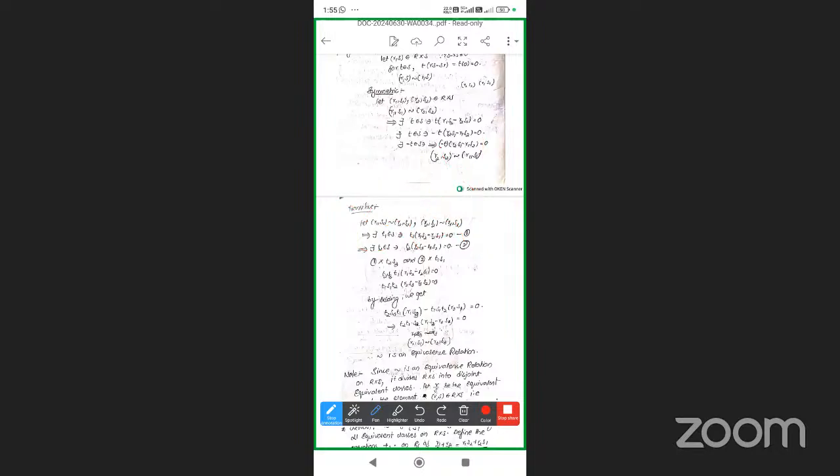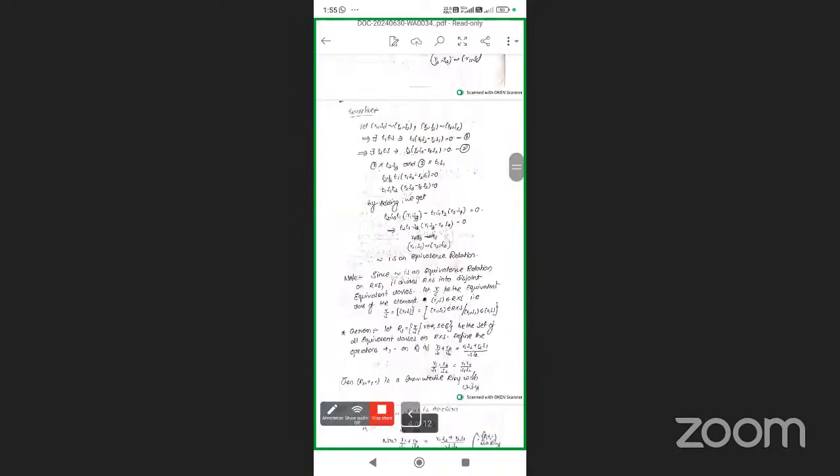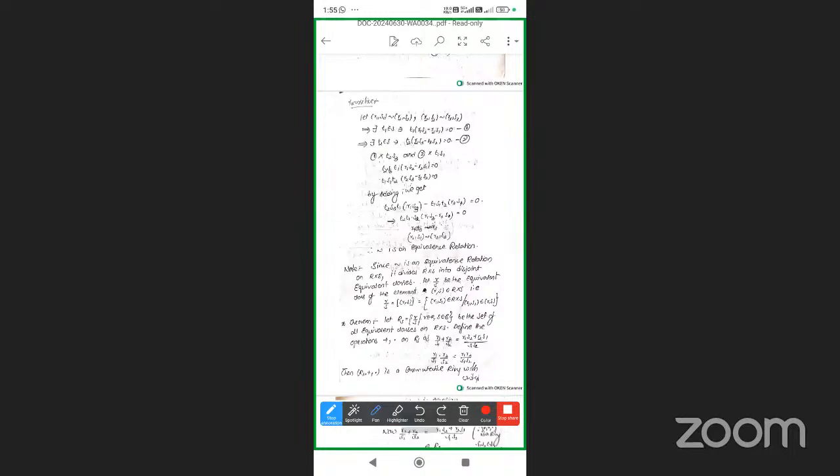Transitive. What is transitive? (r1, s1) is equivalent to (r2, s2), and (r2, s2) is equivalent to (r3, s3). According to the definition, there exists t1 belonging to S such that t1(r1s2 minus r2s1) equals 0, and t2 belonging to S such that t2(r2s3 minus r3s2) equals 0, from 1 and 2.